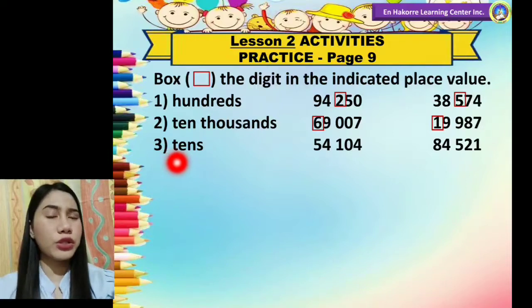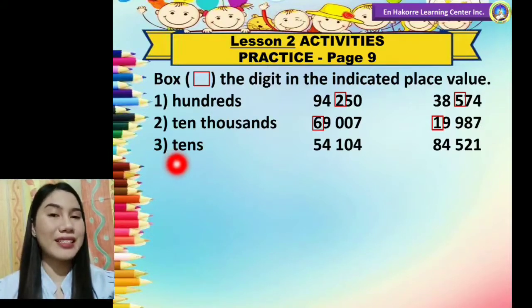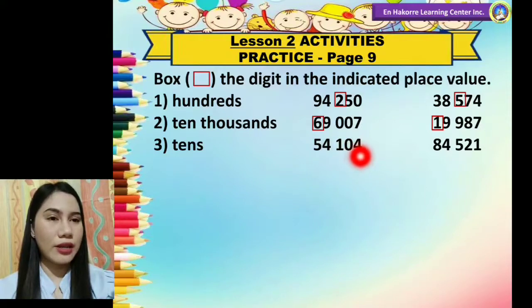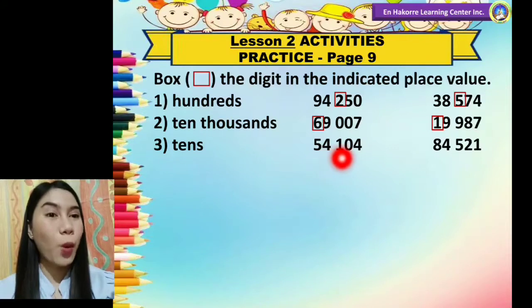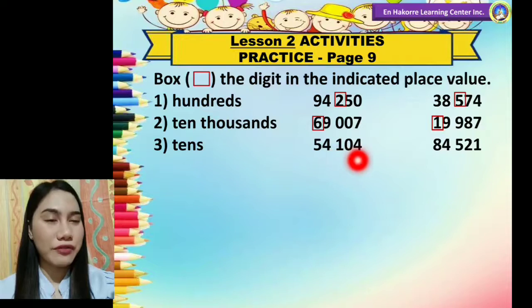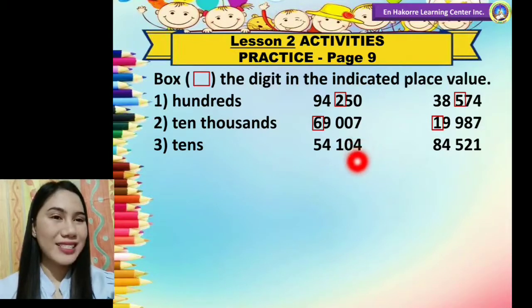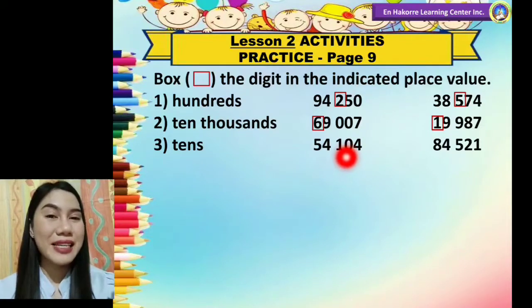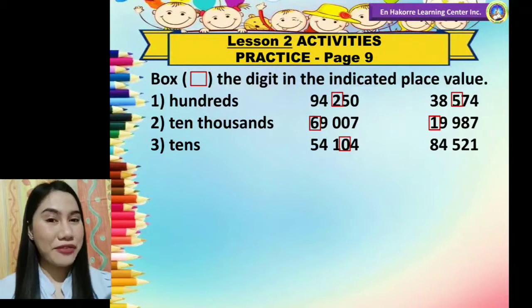What we are going to look for in number 3 is your tens place. Okay, so again, we have there the first number, 54,104. So, let's count the place value. Ones, tens. Now, you already see, my dear children, that 0 is in that tens place value of the number. So, then, 0 has the place value of tens.